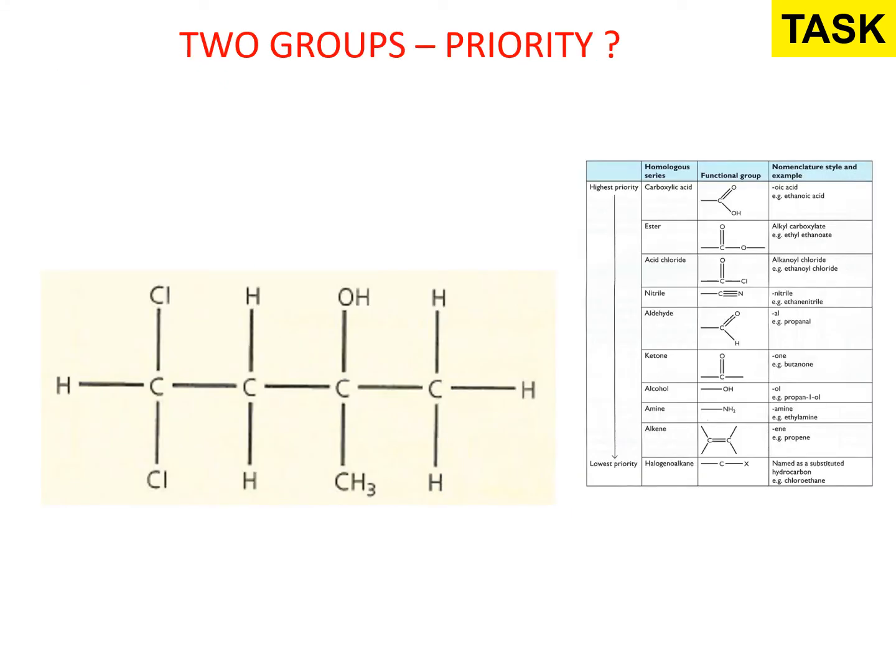What happens if you have more than one functional group? In this molecule, you have a branch, you have chloro groups, and you have an alcohol group. If we look at our priority, the alcohol group is the highest priority. So I'm going to start by naming this molecule using the alcohol group. And when I do that, I get butan-2-ol.